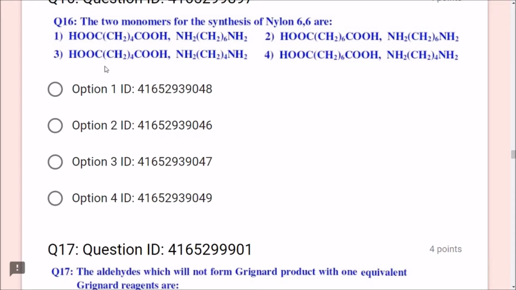No, this is not correct. What about this? Here it has 1 plus 4 plus 1, 6. But what about this? Here there are only 4 carbons, so this is also not correct. What about this? 8 carbons and this is 4 carbons. No, friends, option number 1, adipic acid and hexamethylene diamine, upon polymerization gives nylon 66. So option number 1 is the correct option, friends.